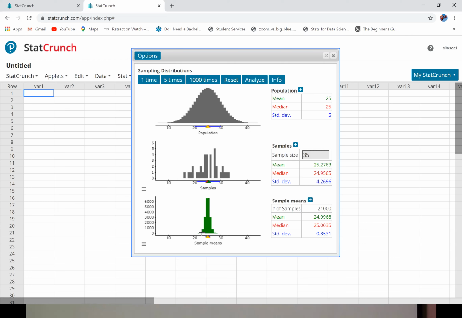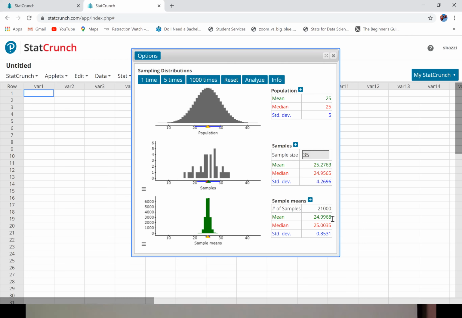Now, what else do you notice? The mean of the original population is 25. The mean of the new sample means is also 25. Well, it looks like 24.9968, but if you round to 3 decimal places or 2 decimal places, you're going to get 25. So it is very much the same.